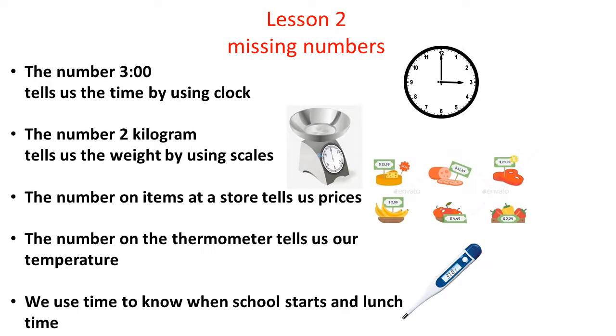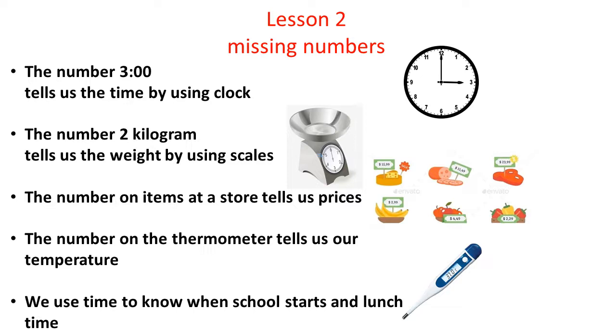Okay, in Lesson 2, missing numbers. We have to learn, if I see a number, what this number tells me or what information this number gives me. For example, the number 3 o'clock tells us the time by using a clock. So when you see 3, the colon and 00, you know it's time. So it tells us time using a clock.